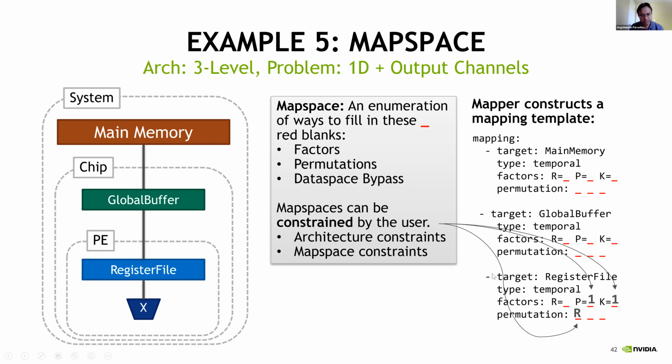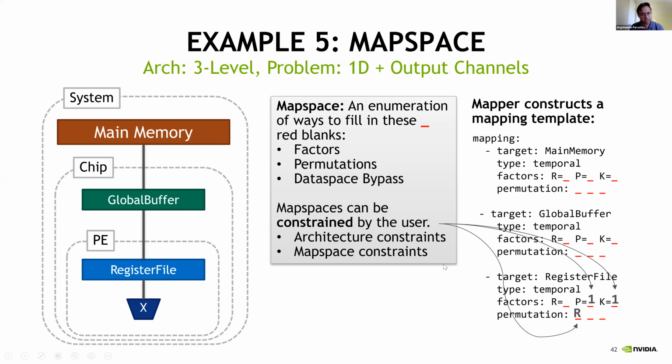Okay, and there are 2 classes of constraints. One we call architecture constraints, because what they describe is the architecture's own inability to go beyond these constraints. Here I've shown an example. Let's say your architecture was baked to be output stationary. In that case, the innermost level of this loop nest is going to go over R. That's baked into the hardware. I can't change it. If the mapper comes up with something else, it's an illegal mapping. So that's an architecture constraint.